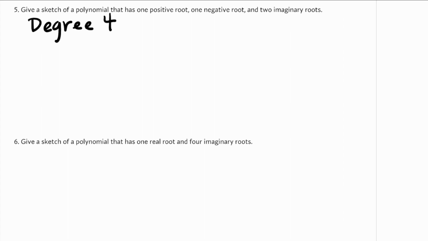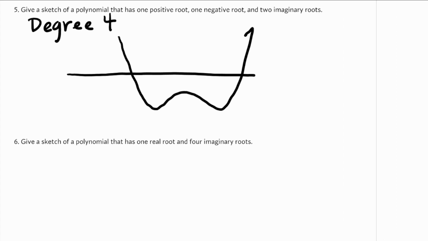Now you could get fancy and say, okay, maybe the positive root's a double root or a triple root or something, but that just makes it harder on yourself, so I don't see why you would do that. I'm going to say, all right, if it's degree 4 with 2 imaginary roots, it's going to have 2 real roots, right? Because they've got to add up to 4. And the real roots, those are x-intercepts, and it can have up to 3 turning points, or 3 relative extrema, so you could draw it like that.